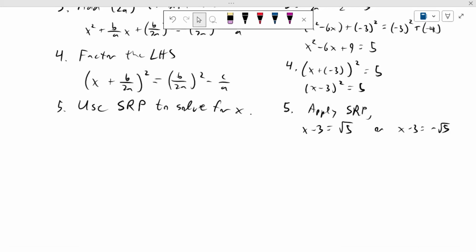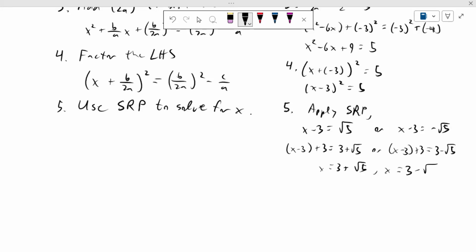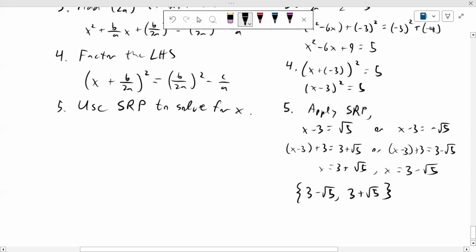Okay. Now I'll add 3 to both sides of the equation to get x by itself. So we'll have x minus 3 plus 3 is equal to 3 plus the square root of 5, or 3 minus the square root of 5. And so we're going to get that x is equal to 3 plus the square root of 5 as one solution. x is equal to 3 minus the square root of 5 as my other solution. So my solution set is 3 minus the square root of 5, 3 plus the square root of 5.